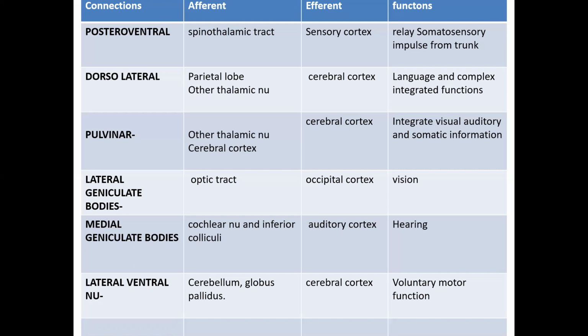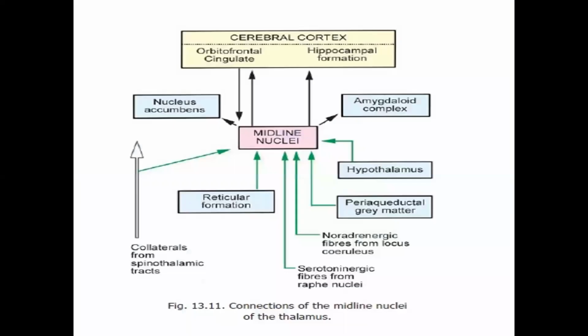If you have a question on the functions of thalamus, at that point, you should remember what are the group of nuclei and what are the connections of group of nuclei of thalamus to the other part of the brain, so that it is easy to write the answer for the functions of thalamus. By diagram, you can see these are the connections of the midline group of nuclei.